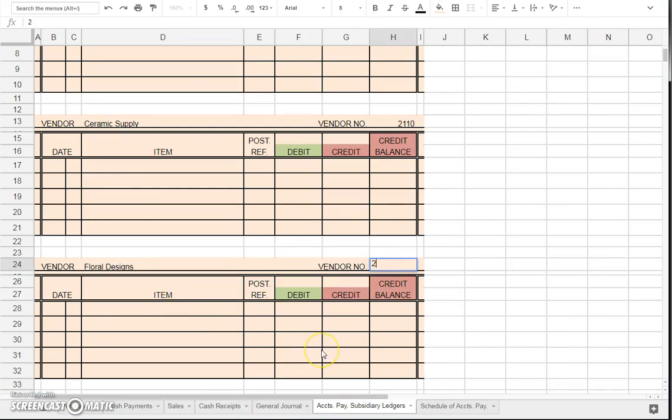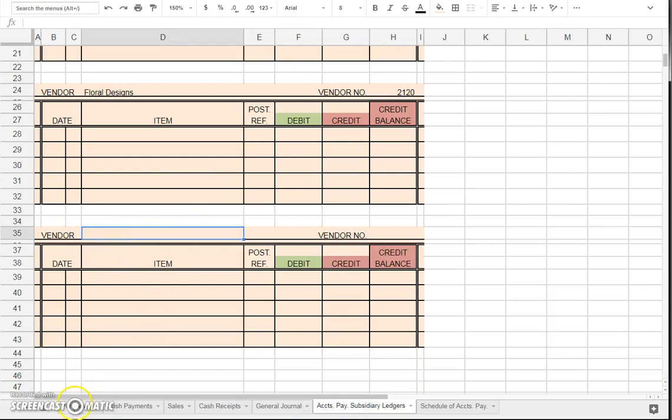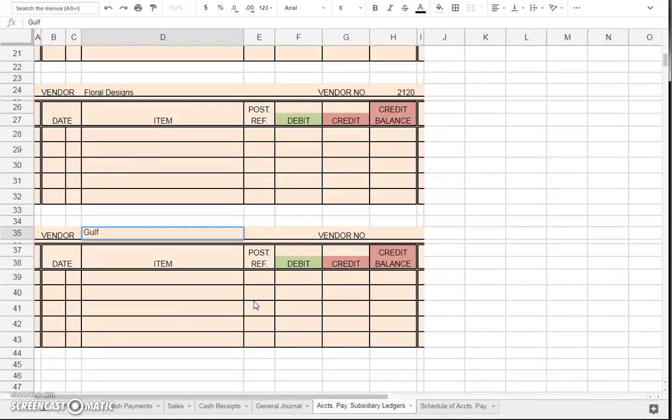This one's going to get the number 2120. And then finally, the last one is Golf Craft Supply, and I'm going to give that one the number 2130. So as long as it's a 4-digit number and it starts with a 2, you're fine.